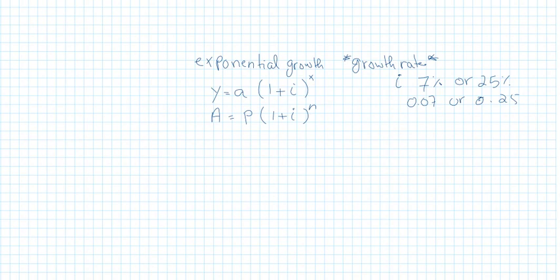Now, when you're reading the question and it says that you put $1,000 in the bank, and then the bank is going to give you 8% compounding annually for 10 years, this is a growth because the money is going to grow. Does that make sense to you guys?